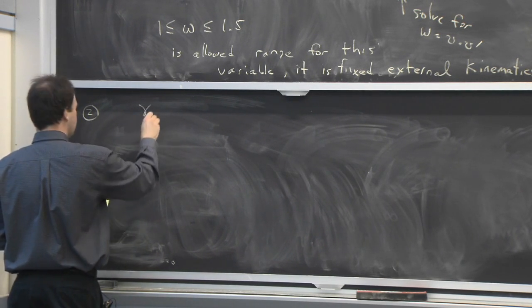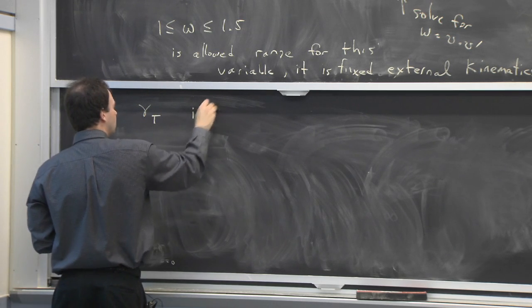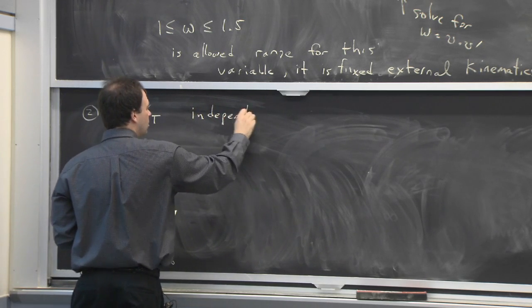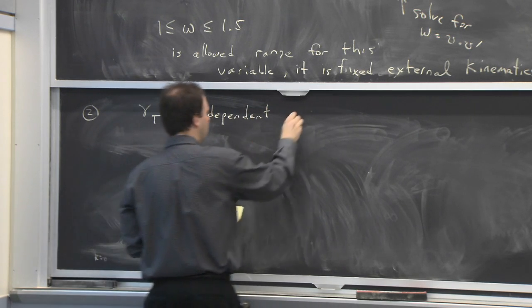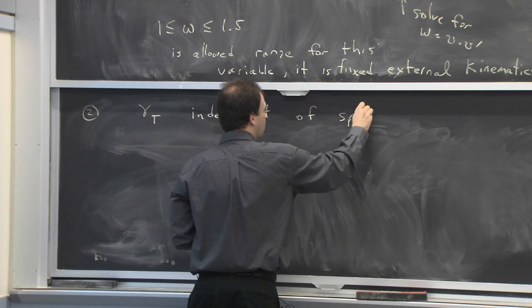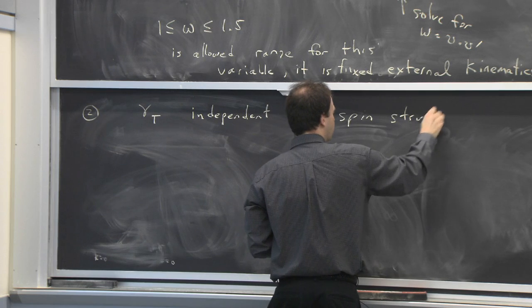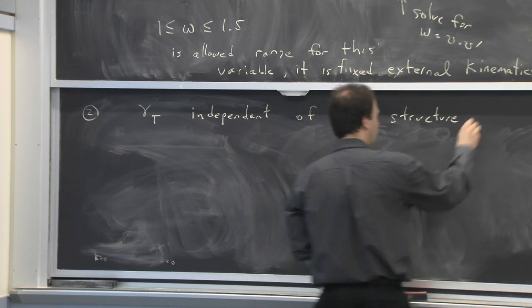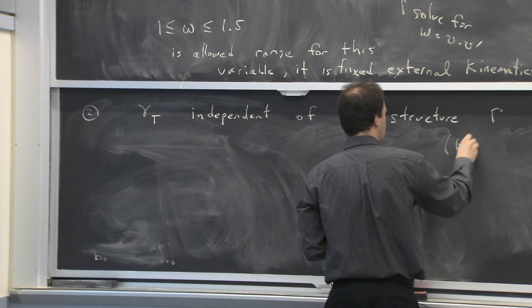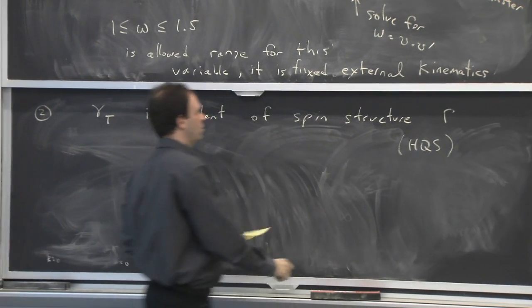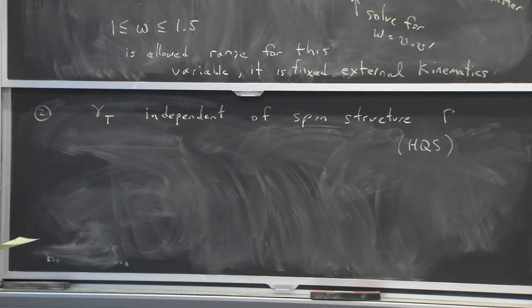Again, one finds that this gamma t comes out to be exactly the same, independent of the choice of the spin structure. So we could do this calculation with any spin structure we like, and heavy quark symmetry in this case is all it takes to show that this gamma t is independent of the spin structure.